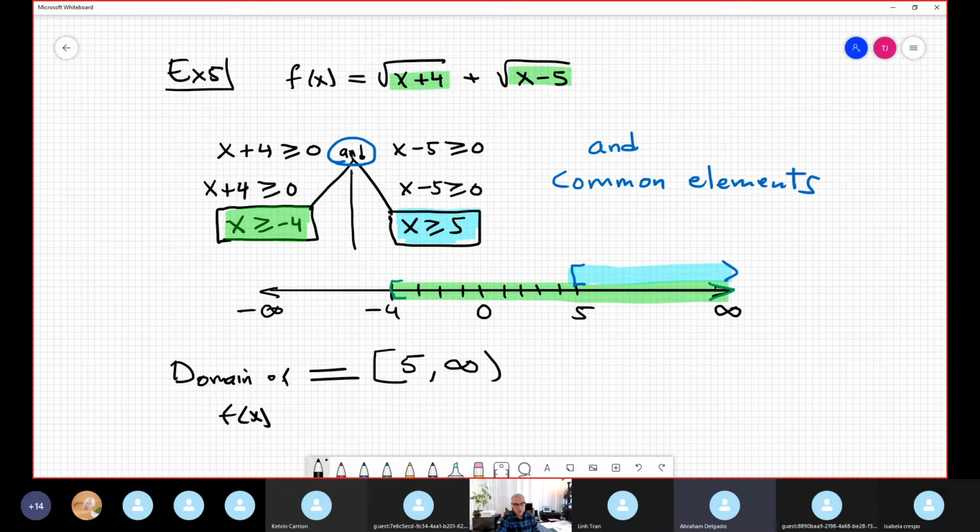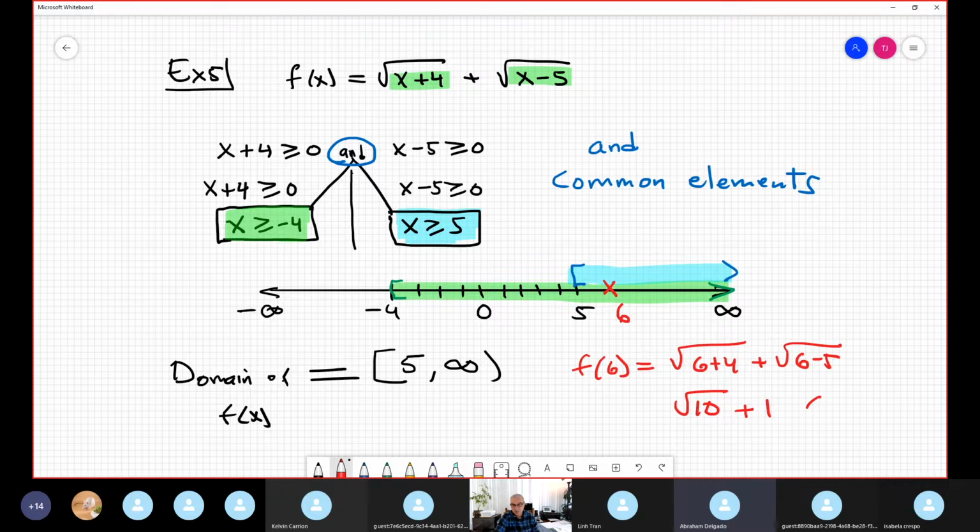Suppose one hypothetical. I pick here one value, 6. Suppose it belongs to the domain, right? I'm plugging 6 into f. Look, it's the square root of 6 plus 4 plus the square root of 6 minus 5. Well, 6 plus 4 is 10, and the square root of 10 is a real number. It's obviously irrational, but it's a real number. And 6 minus 5 is 1, and the square root of 1 is 1. This is perfect, good. This gives me one definite value, therefore it belongs to the domain.